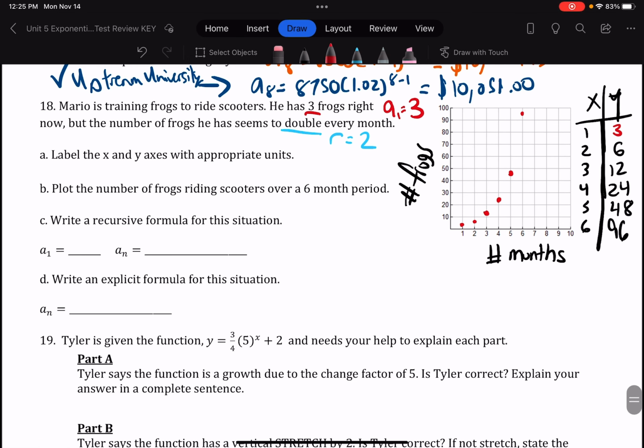Part C says write a recursive formula for the situation. I already know my initial value was 3. So my recursive formula would be a sub n is equivalent to a sub n minus 1 times my common ratio of 2. My explicit formula for the situation is going to be a sub n is equal to 3, which is our initial value, multiplied by 2, which is our common ratio, raised to the n minus 1 power.